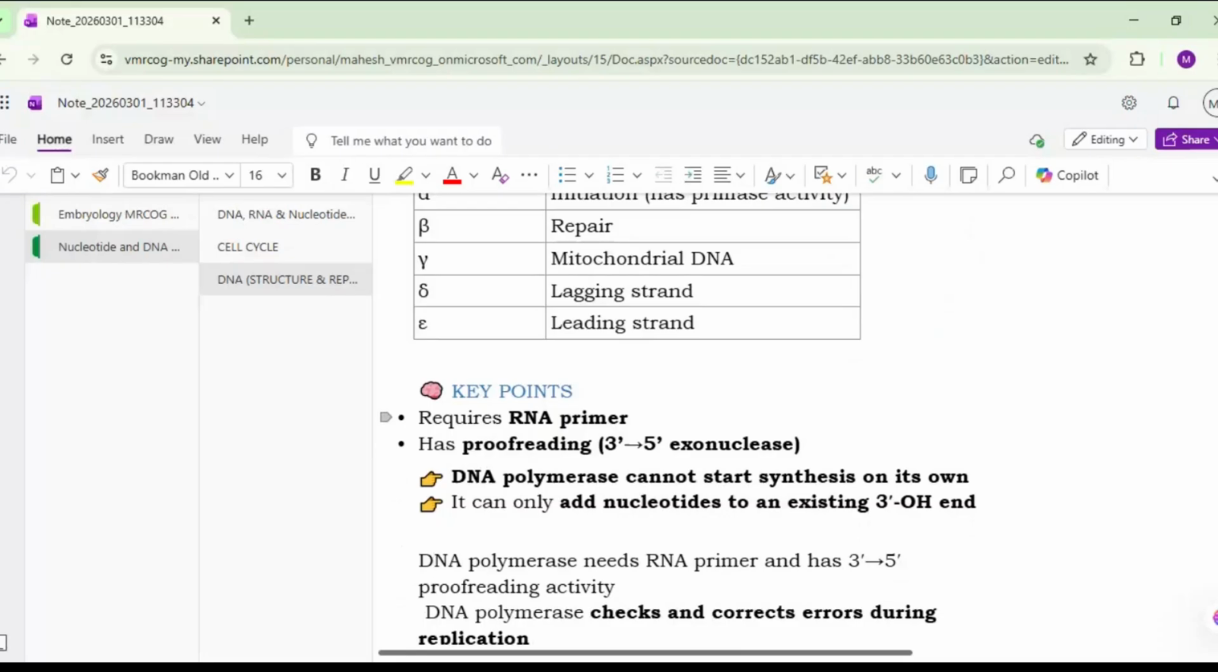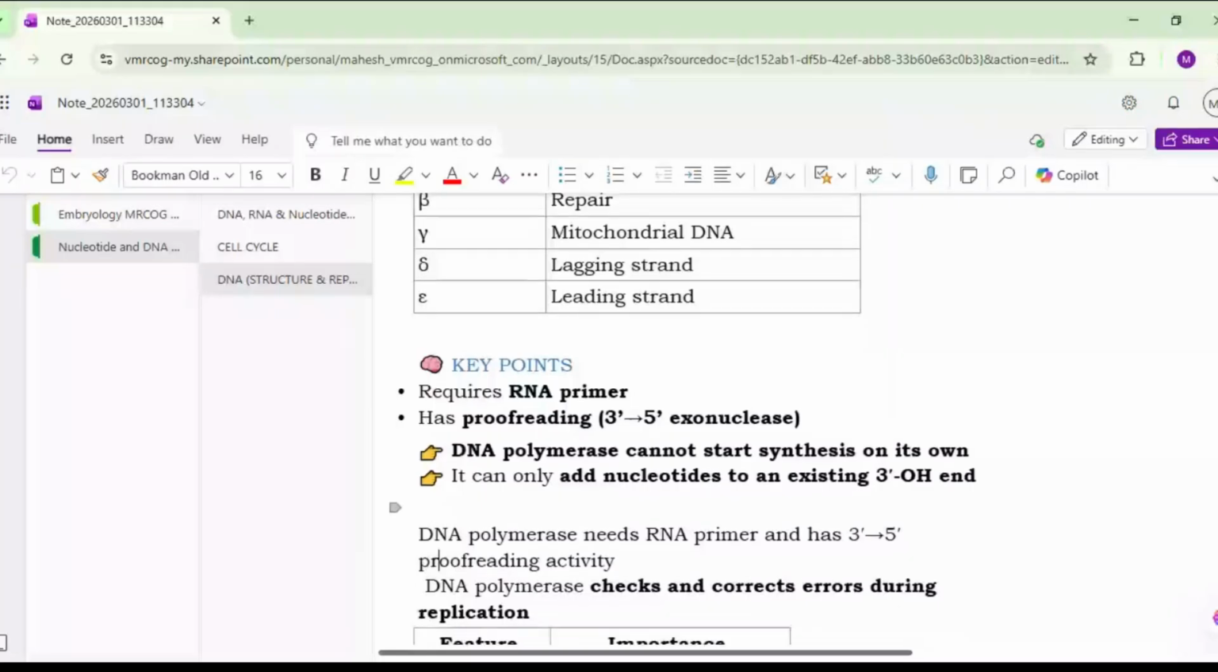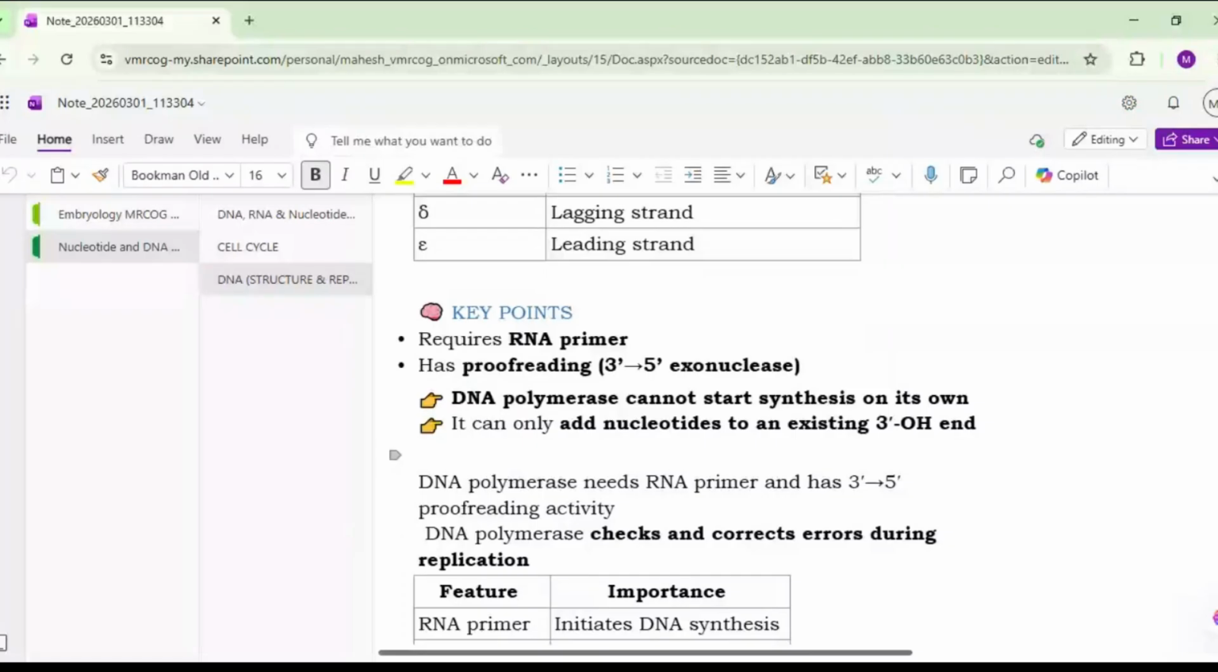So key point is that it requires a RNA primer. Okay, this DNA polymerase cannot act without it; it requires an RNA primer. It should have the first proofreading, which is in the direction of 3' to 5' exonuclease. So DNA polymerase cannot start synthesis on its own. It can only add nucleotides to an existing 3'-hydroxyl end. Okay, so DNA polymerase needs RNA primer and has 3' to 5' proofreading activity.